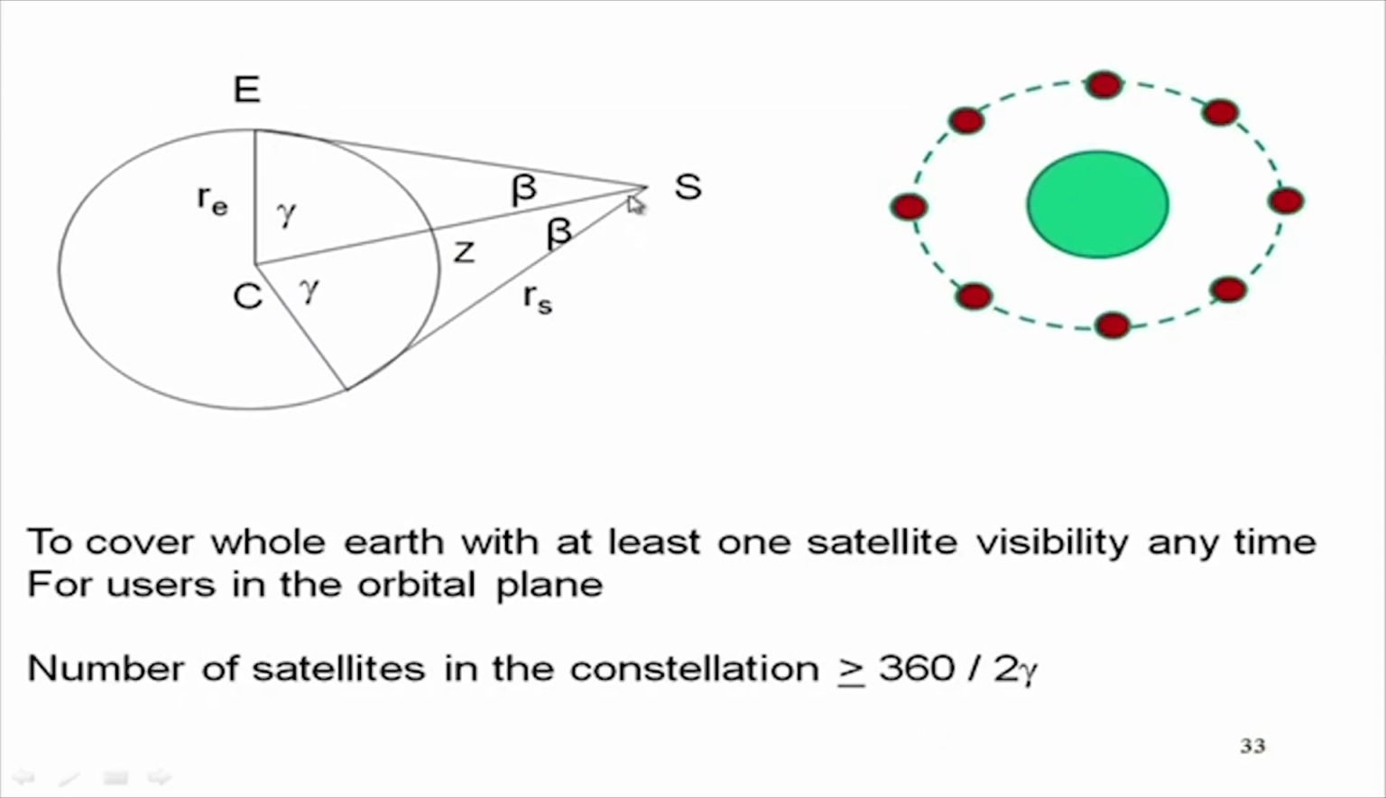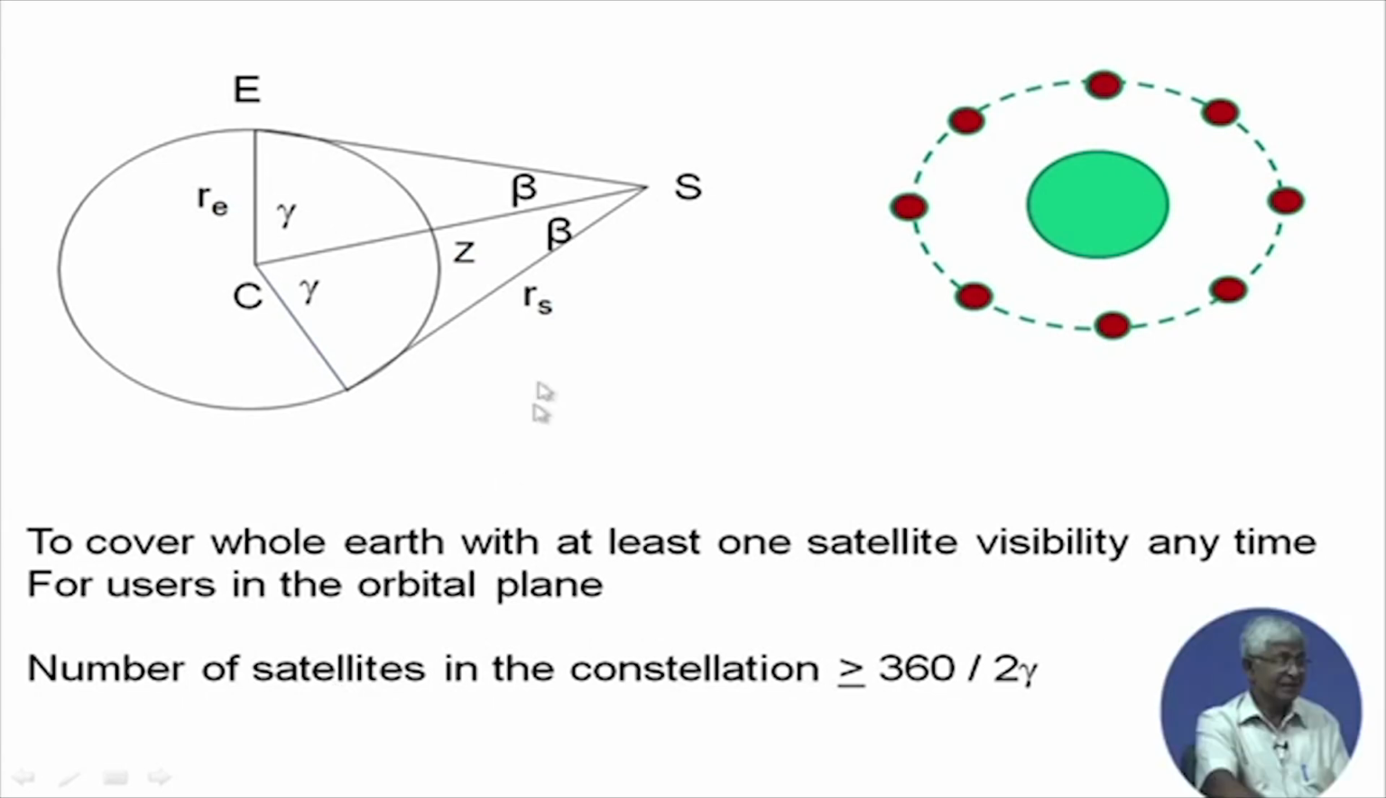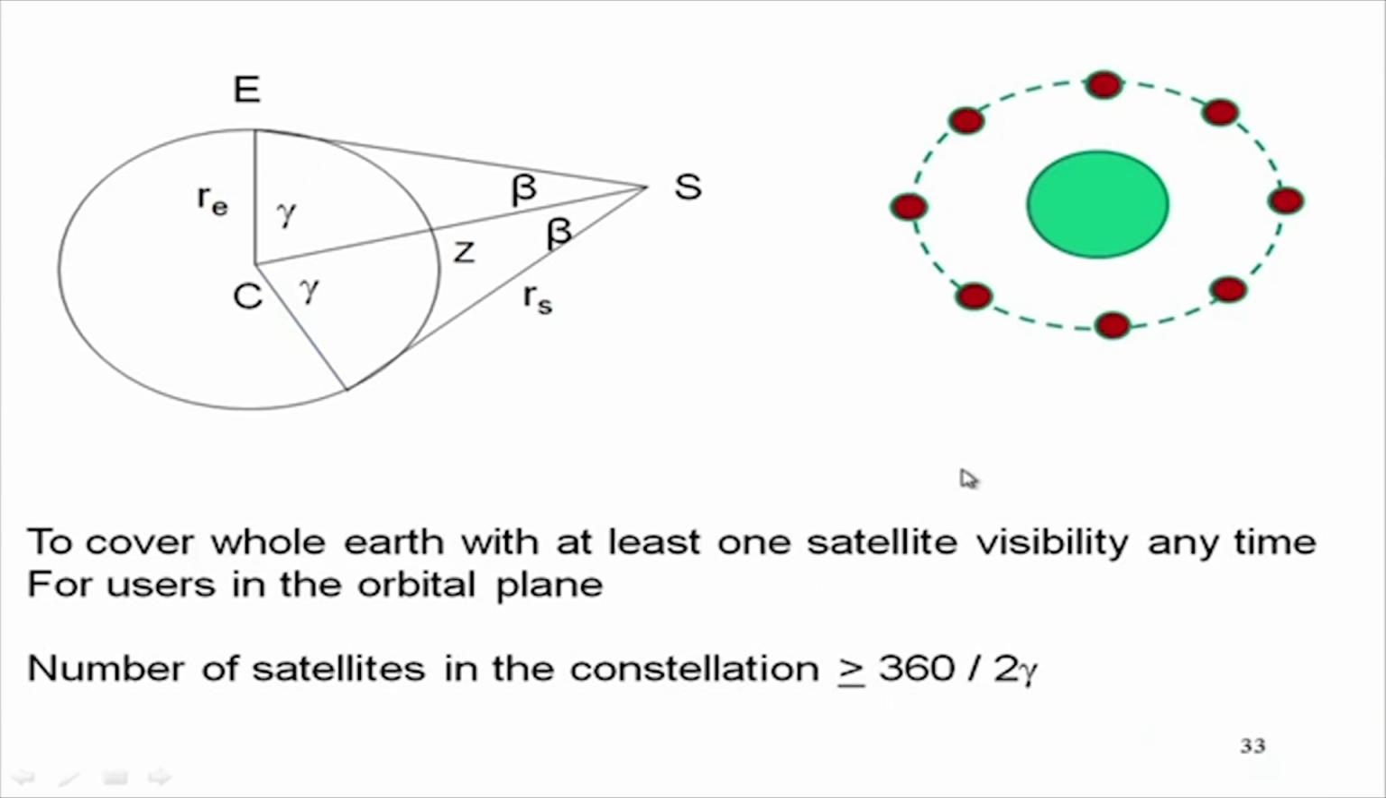And if it is a low earth orbit, the number of satellites that are required is 360 divided by 2 gamma. That is how many satellites are required, so that you can have continuous visibility around the plane. So, the time is getting up, so we stop here and we will continue the discussion in the next session. Thank you very much.